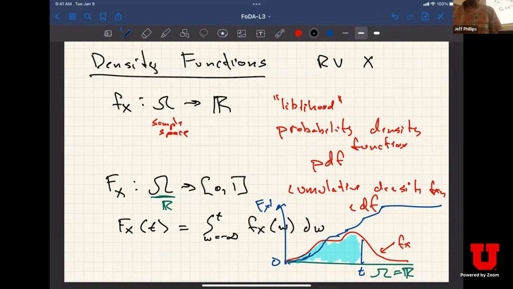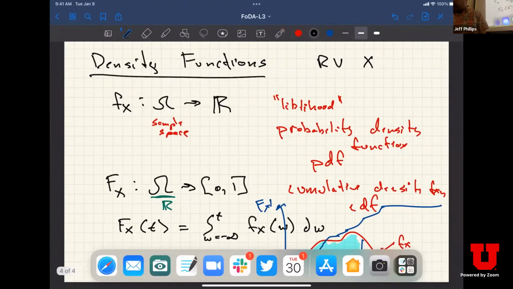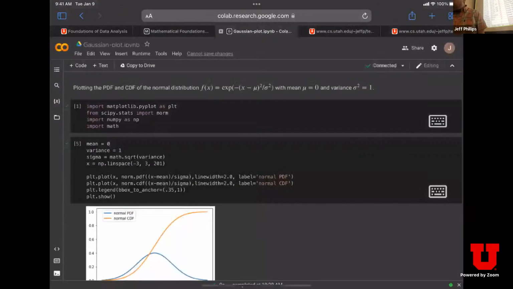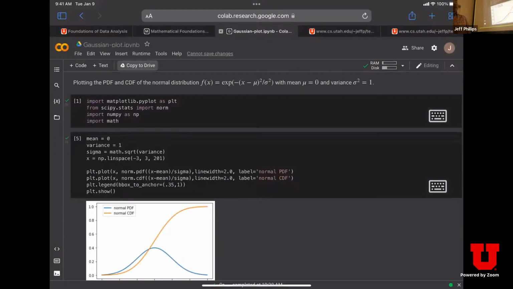So let me jump to Colab, which you can get from the link off the web page here. Colab is a cloud service from Google. It has Python installed. You don't need to install Python. You can type stuff in here. This is on my account, but you can copy this onto your drive if you click there on copy to drive, and then you can edit it on your own.